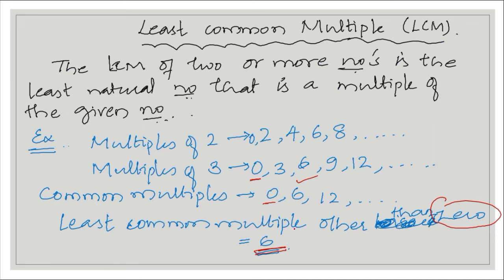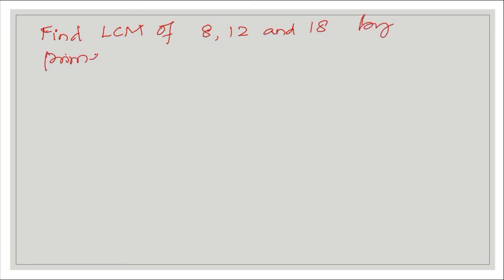There is another method by which we can find the least common multiple. That method is called the prime factorization method. How do we use this prime factorization method to find least common multiple? So let me take up it as a question. Find the least common multiple of 8, 12 and 18 by prime factorization method.